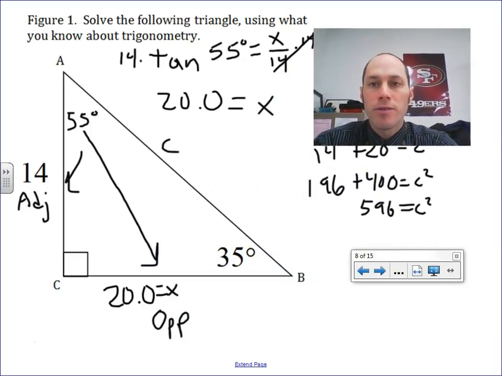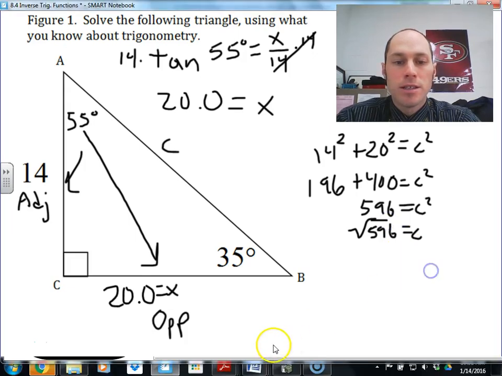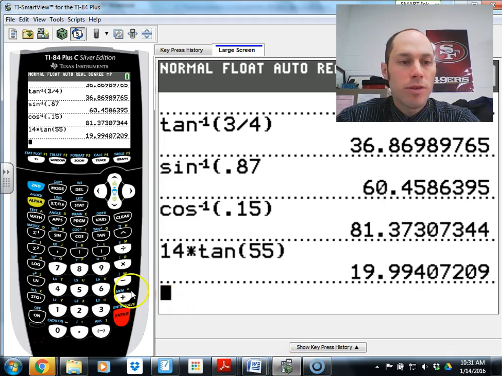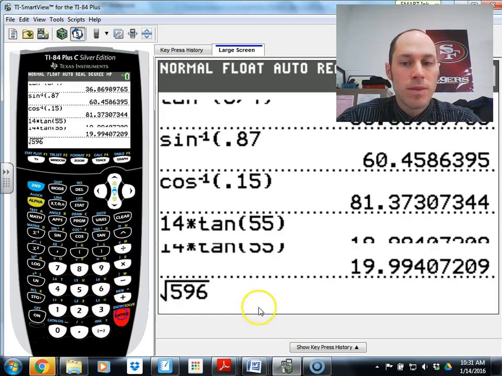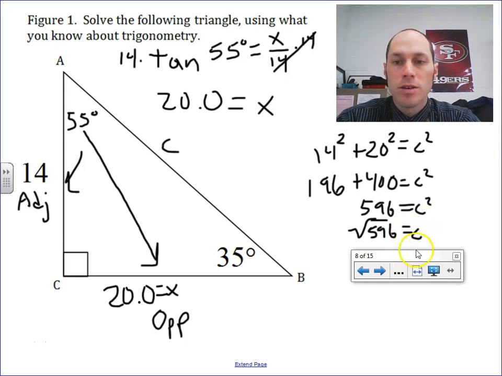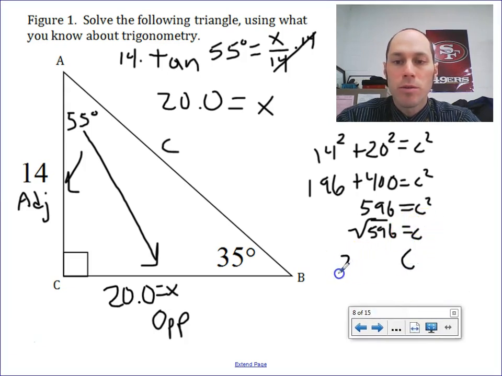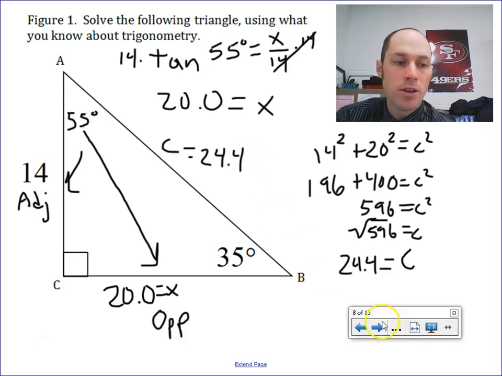So the square root of 596 equals c. Then I could approximate it by taking the square root of 596, and it's about 24.4. So that measurement would be about 24.4 units. Okay, so that's how I can find out all the other measurements. Those are just one way that I could do that.